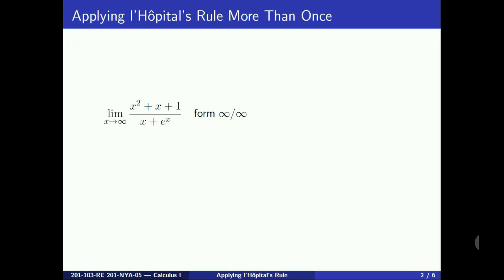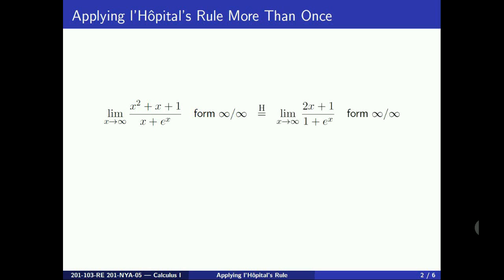In this first example, we want to evaluate the limit as x approaches infinity of (x squared plus x plus 1) over (x plus e to the x). Before doing anything, we must see what is the form of the limit. When x goes to infinity, x squared, x, and e to the x go to infinity. Therefore, both the numerator and the denominator go to infinity, and this is the limit of the form infinity over infinity. And we know that we can apply L'Hopital's rule.